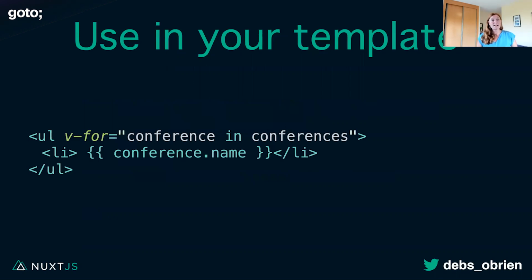Simple as that. So now to use it in your template, it's very, very simple. In my view template, I'm using a v-for here to loop over all the conferences, and I'm basically just printing out the conference.name. So I'm getting my list of conferences. And that is it. That's as simple as that.